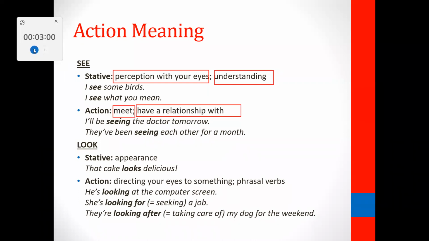Teacher, I have a question. The word understanding, does it also use ing or not use ing because it's a stative verb?